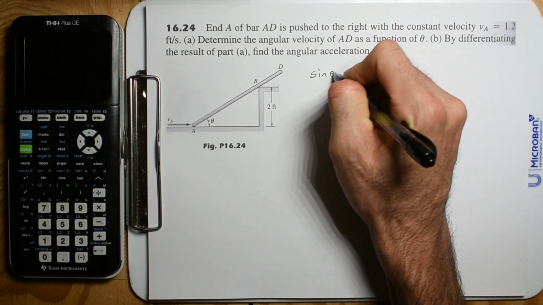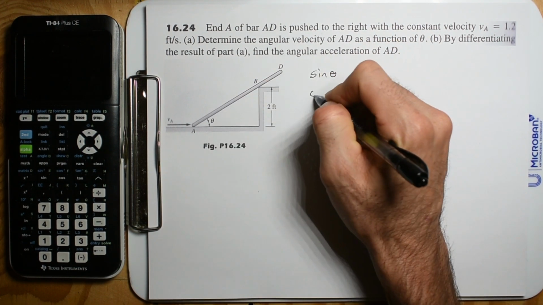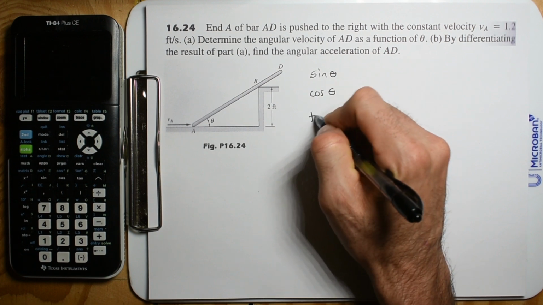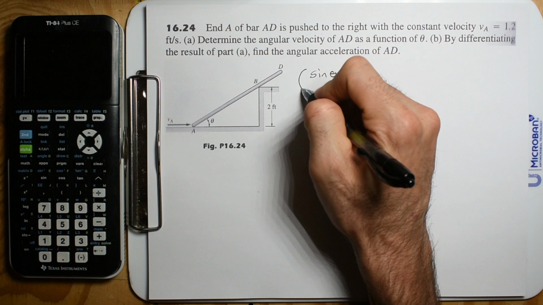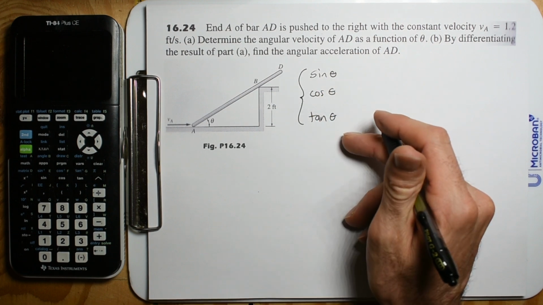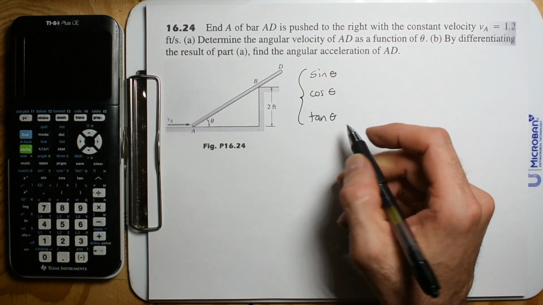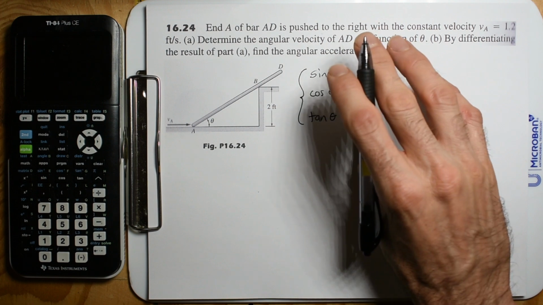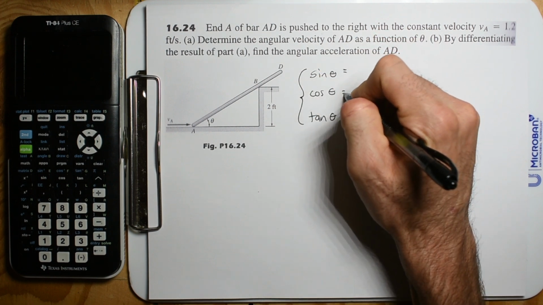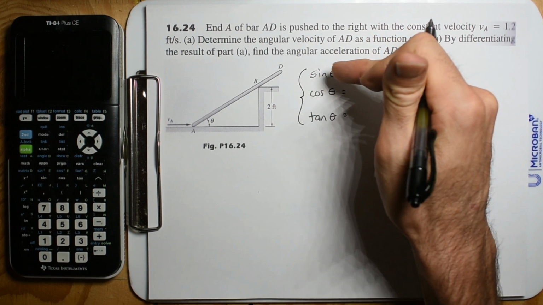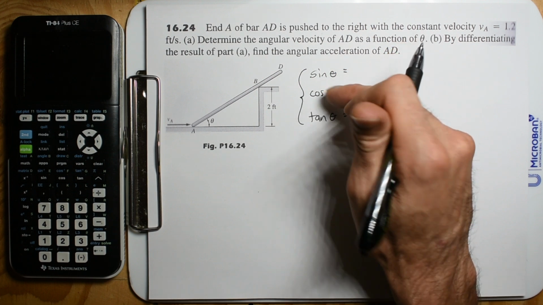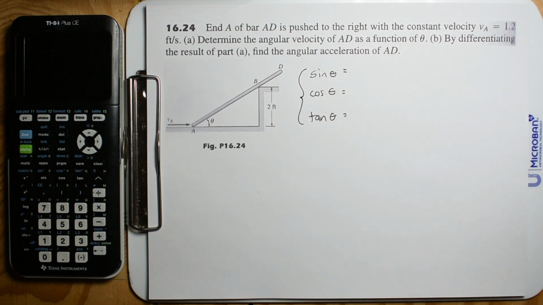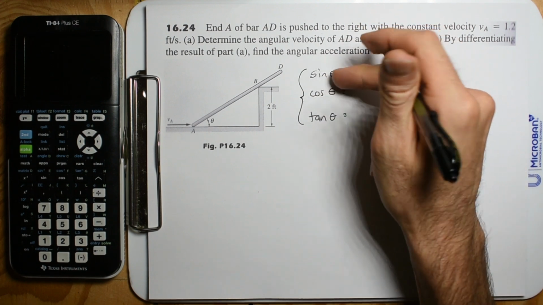So we have sine theta, sine of the angle. We have cosine of the angle. We have tangent of the angle. And basically, we only have these 3. The others are just the inverses: obviously you have the inverse of sine, that's cosecant, then secant and cotangent.